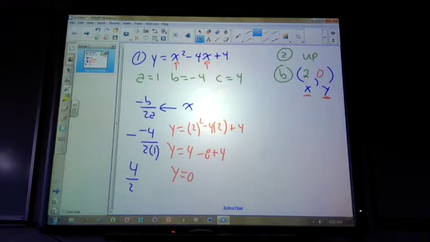I'm going to go over 2 and not go up or down at all, correct? So does it fall on the x-axis? Yes.